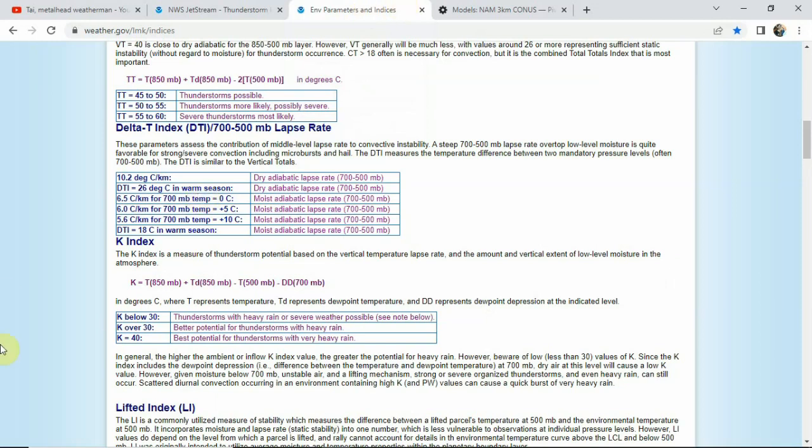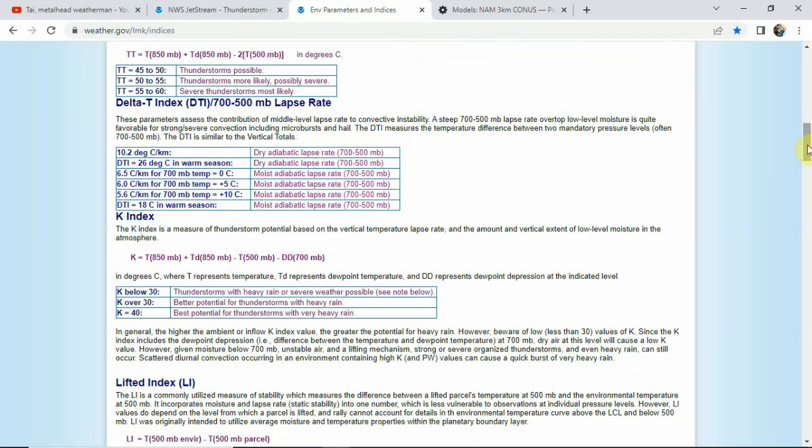So the K index, not something I refer to as often when I'm doing any of my forecasting videos here, but simply put, the K index is a measure of thunderstorm potential based on the vertical temperature lapse rate. So it's basically similar to the delta T index, the mid to upper level lapse rate. But this also factors in the vertical extent of low level moisture. So it's pretty similar to the DTI lapse rate, but a little bit more advanced, in my opinion. But I've never seen any forecast models from what I use that actually indicate the K index.